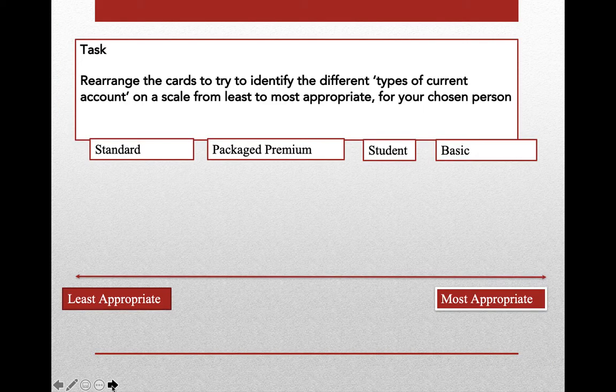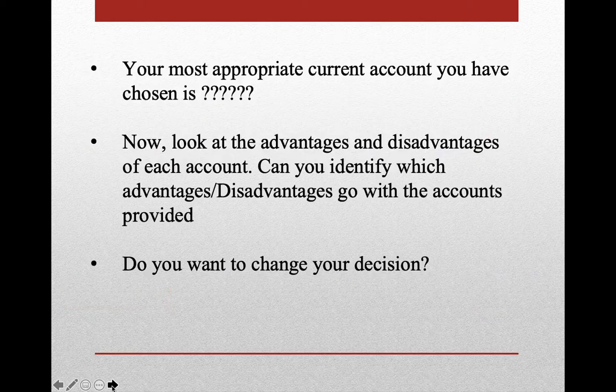Okay, so now that we've looked at the different current accounts, what you're going to do now is rearrange the cards to identify the different types of current accounts on a scale from least to most appropriate for your chosen person. So I'll give you a couple of minutes to have a look at these 4 current accounts and decide which is the least appropriate and which is the most appropriate. Remember, you are going to have to back this up, so think hard before you start to make your decisions.